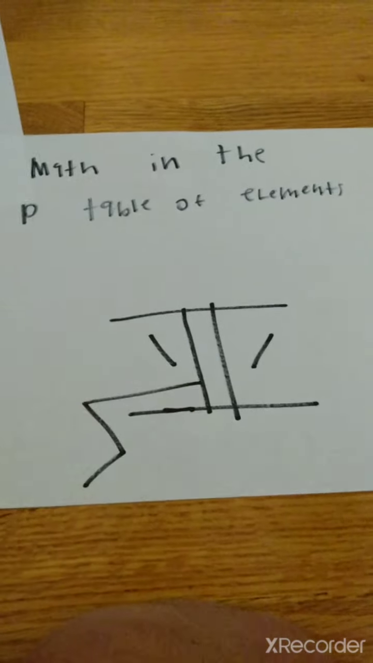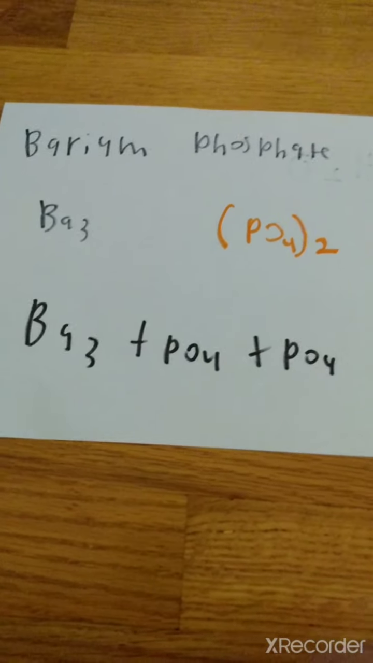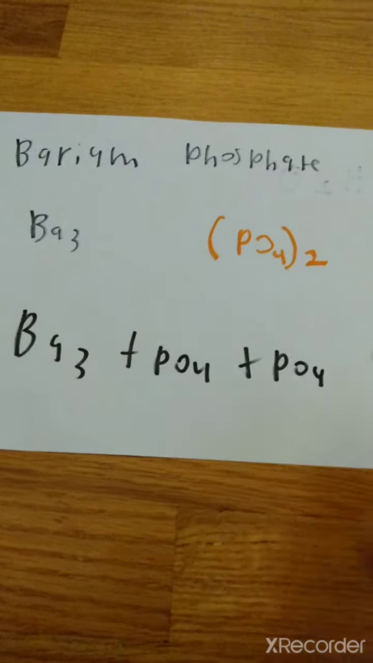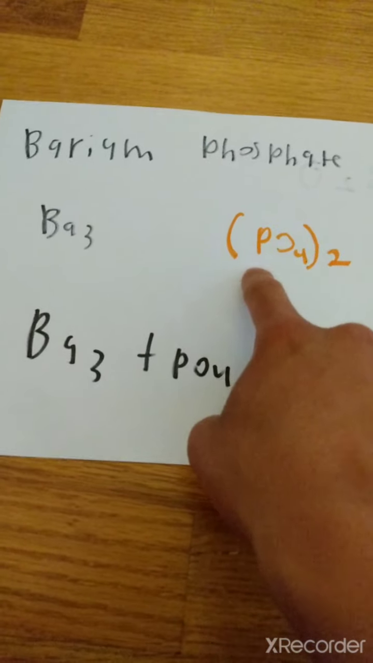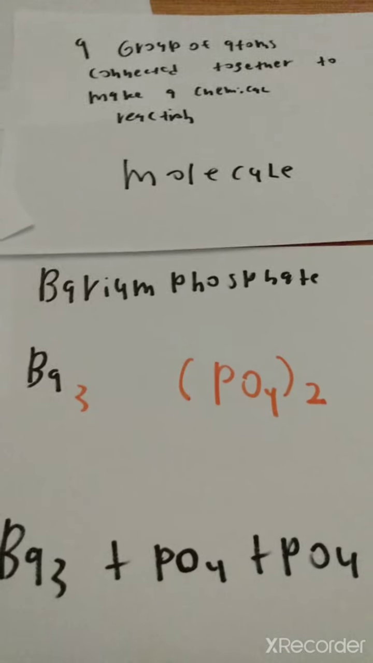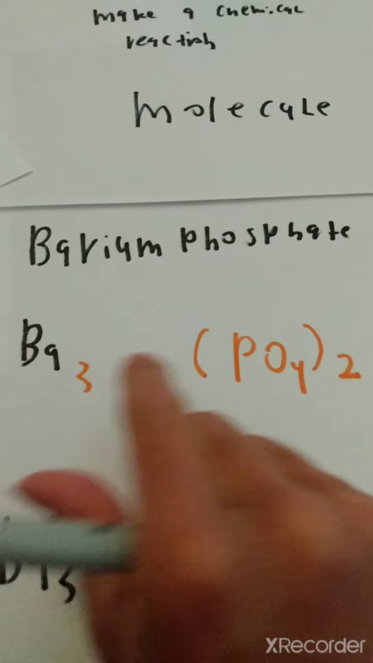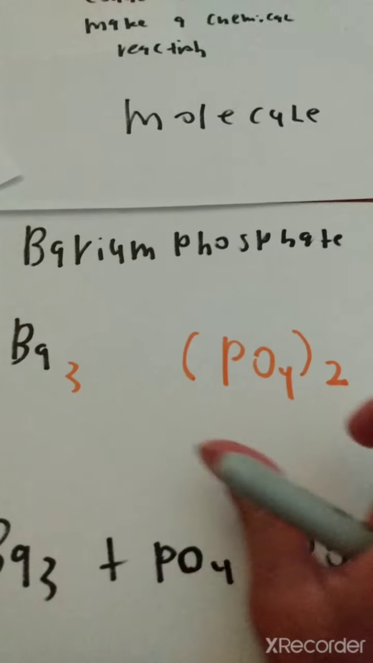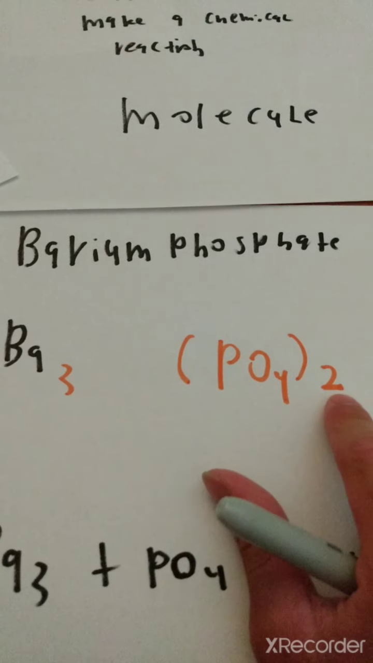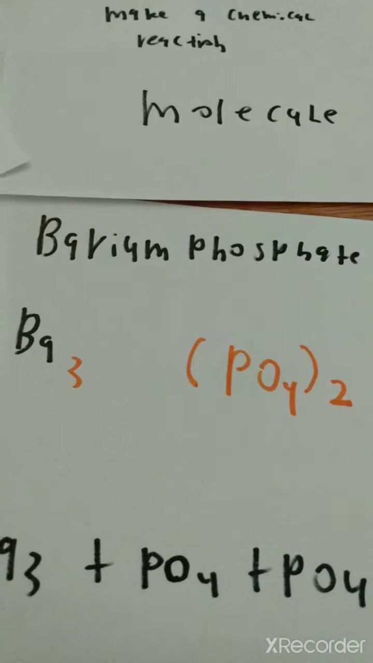So what we're going to do is go back and find out what that step to simplify the formula is. We do a step that helps us simplify the formula. So, Ba3, parentheses, PO4, and that's the subscript for 2. This is going to be the formula for barium phosphate.